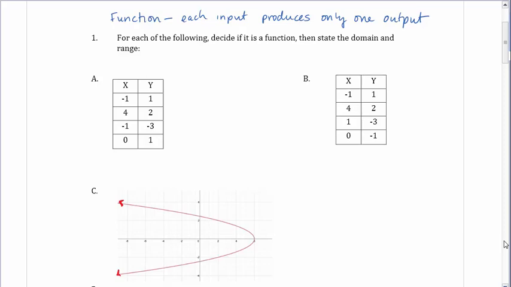Hi Math 105 students. I wanted to do a couple of extra examples related to section 7.1 and 7.2, specifically mostly about domain and range of a function or a relation. But I'm also going to review the big ideas from both of those sections in this video.